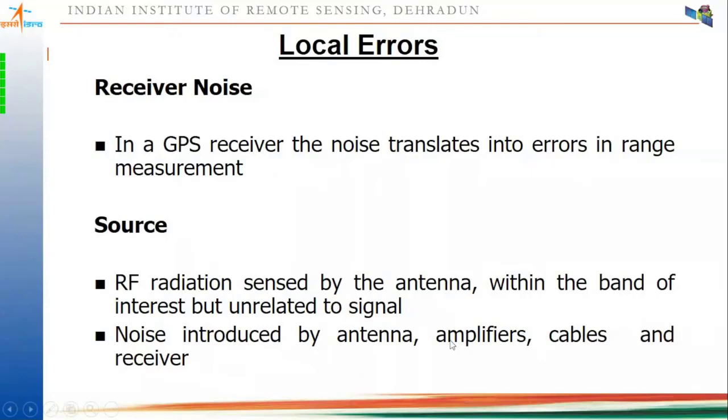So these are basically the local sources. Because of that, some error can be there. This will introduce errors in the range measurements. So these are basically the different types of errors. We need to consider these errors before precise point positioning.